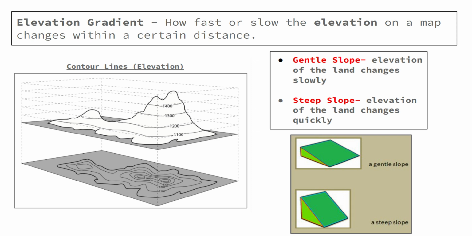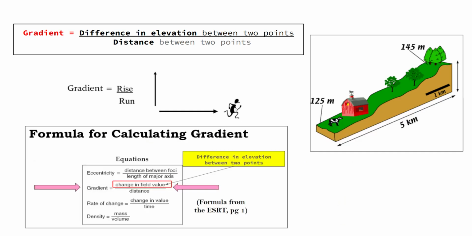So, how exactly do we know how steep the slope is, or how fast the elevation is changing, or how slowly the elevation is changing, or how gentle the slope is? For that, if we want to find the exact numbers, we can use the gradient formula. And you can actually find the gradient formula right here on reference table page 1. Please go on reference table page 1 and look for this. Gradient is equal to the change in field value on a map divided by distance.